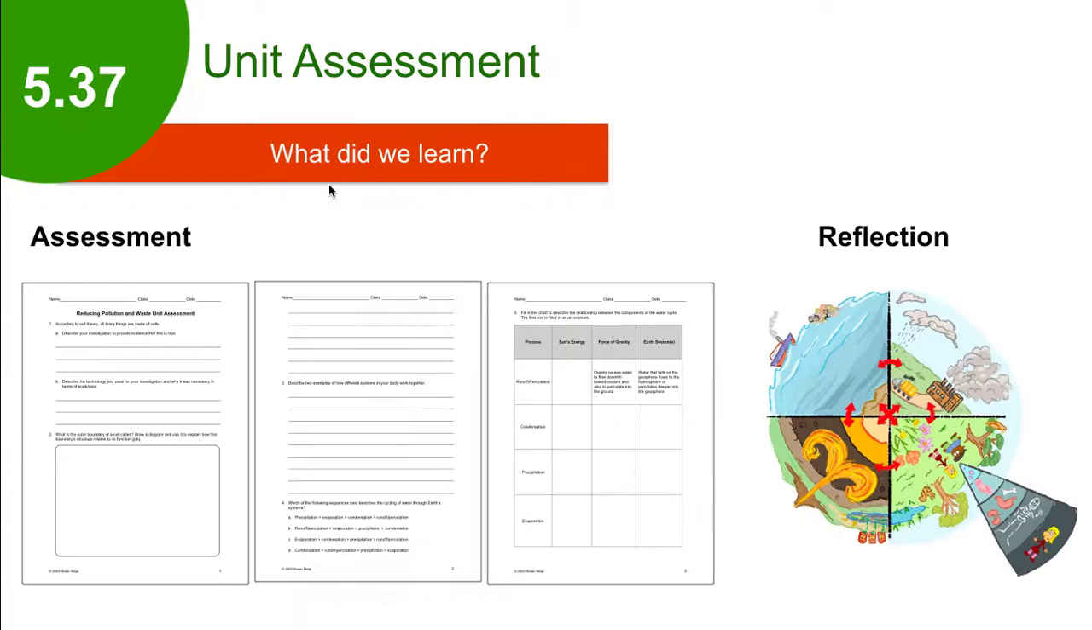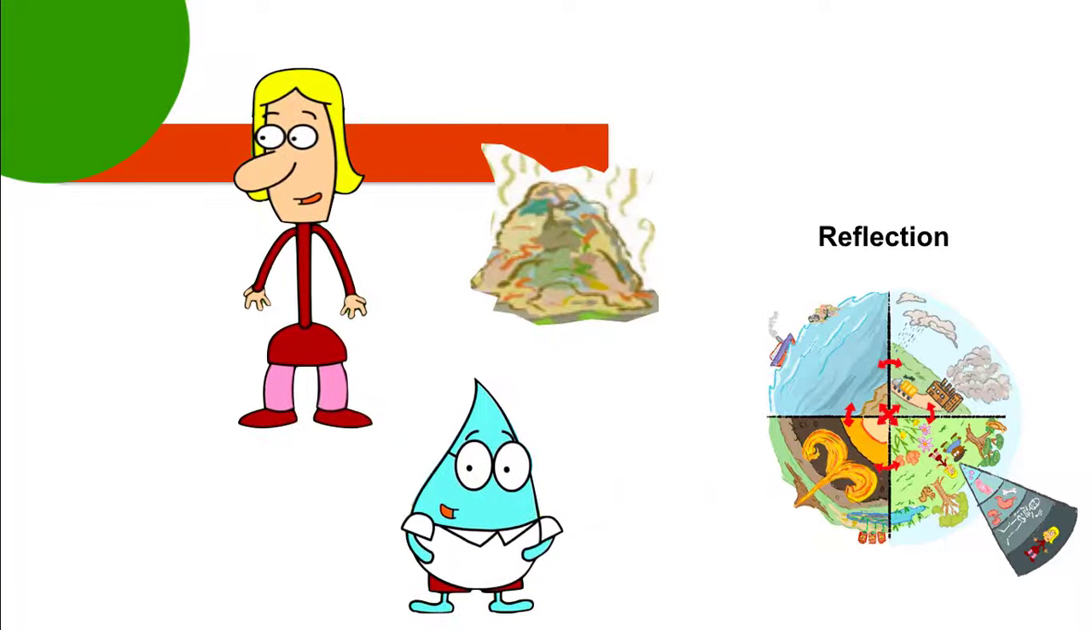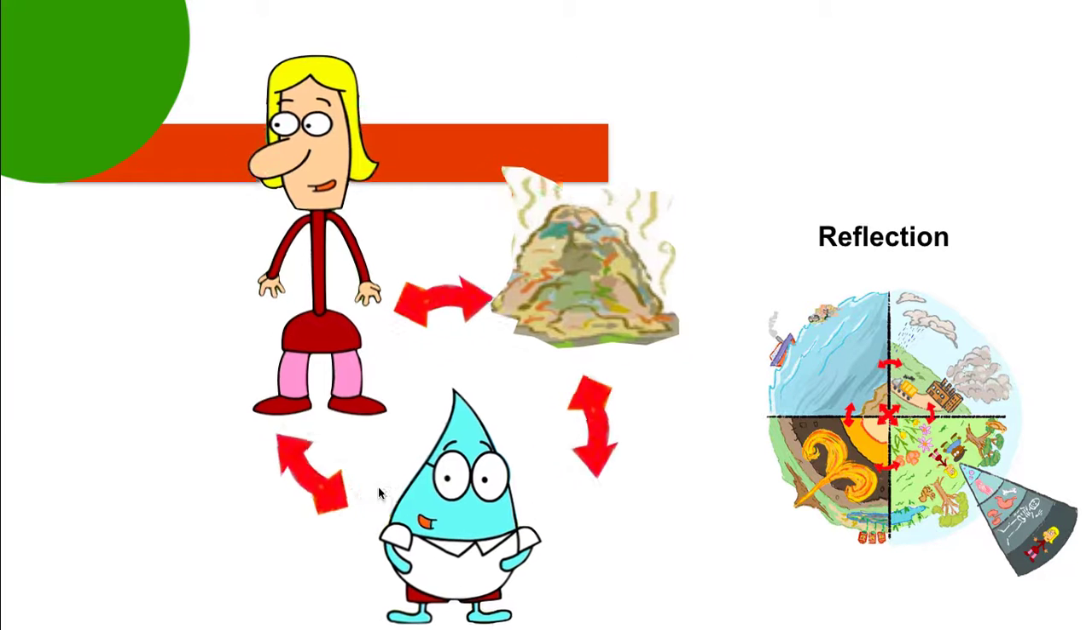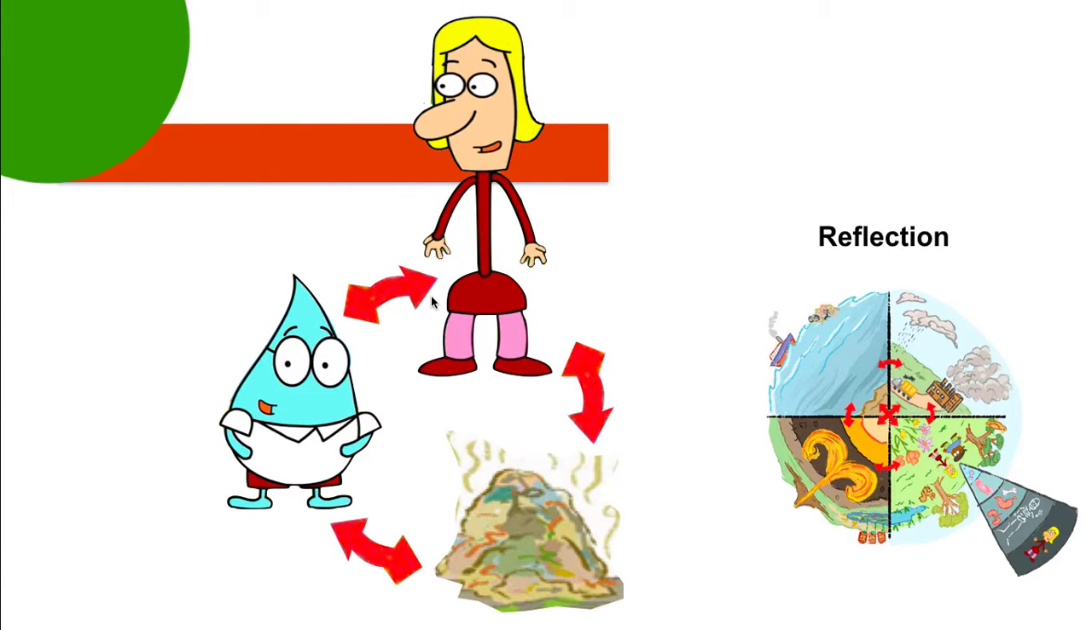We wrap up the unit with the question, what did we learn? So we have a unit assessment and time for reflection. Are students really seeing the connection where the trash that we give off ends up in the water cycle and moves around until sometimes it ends up back in our bodies where it can affect us?